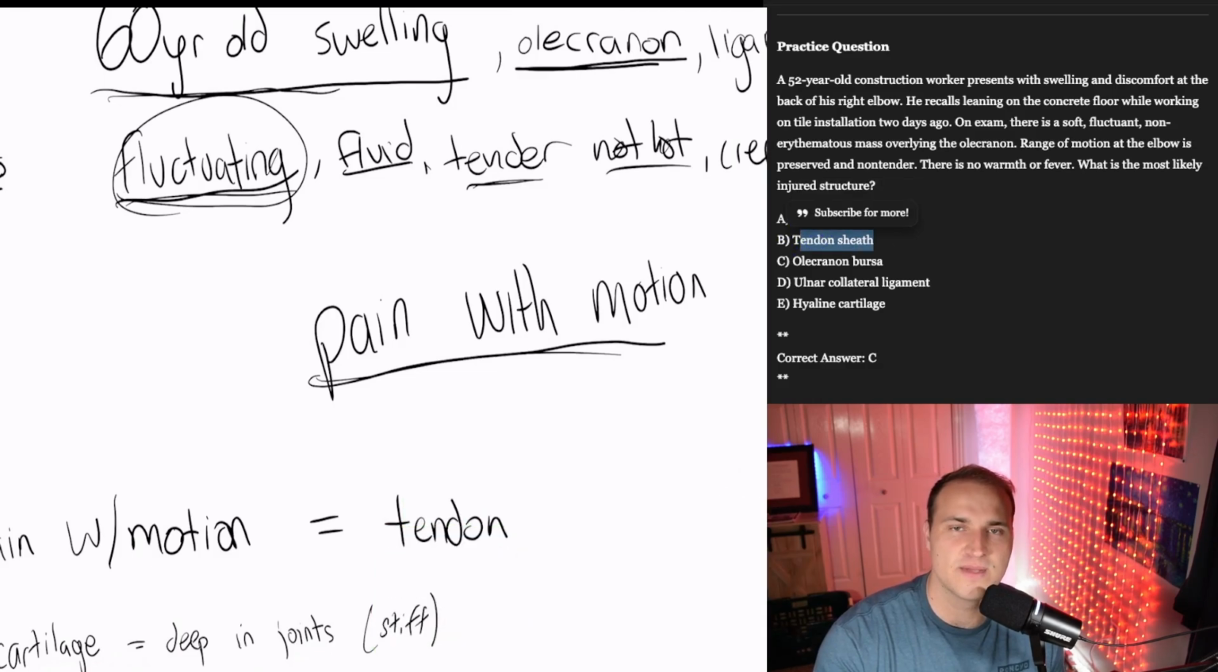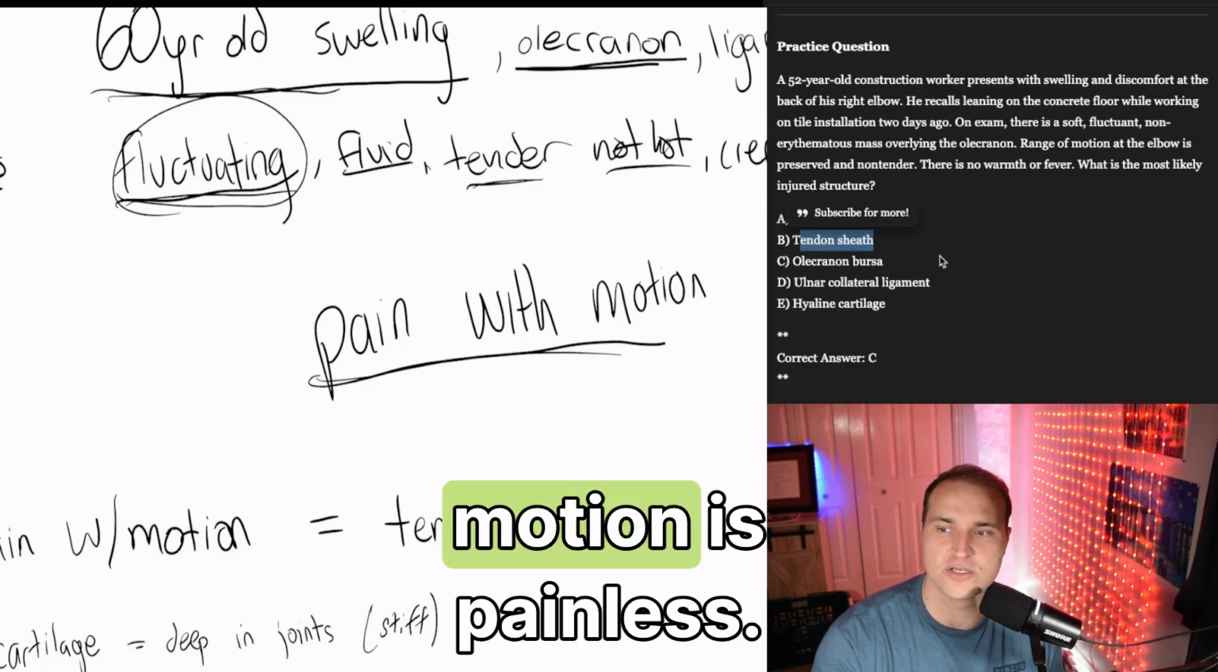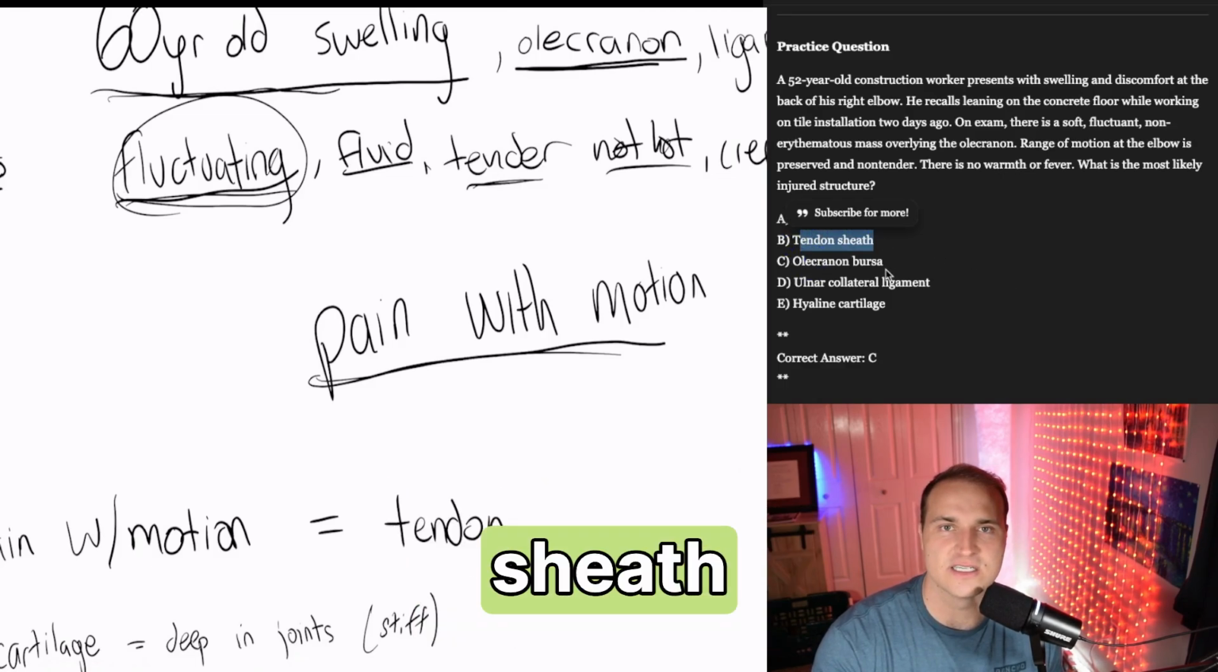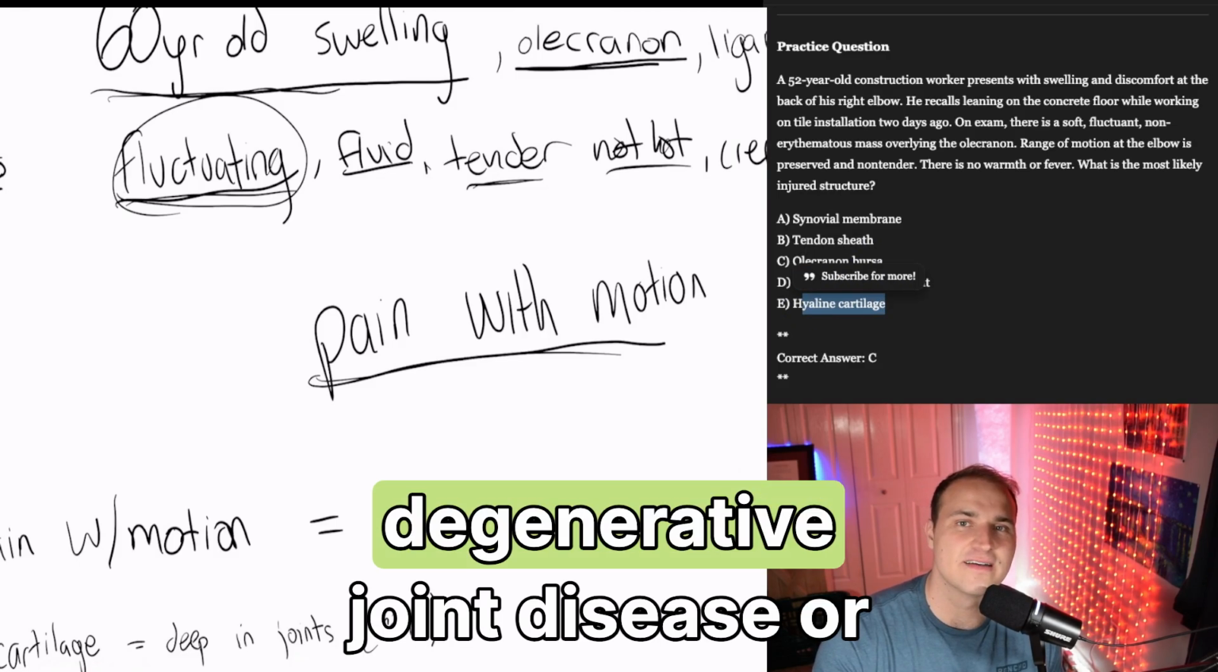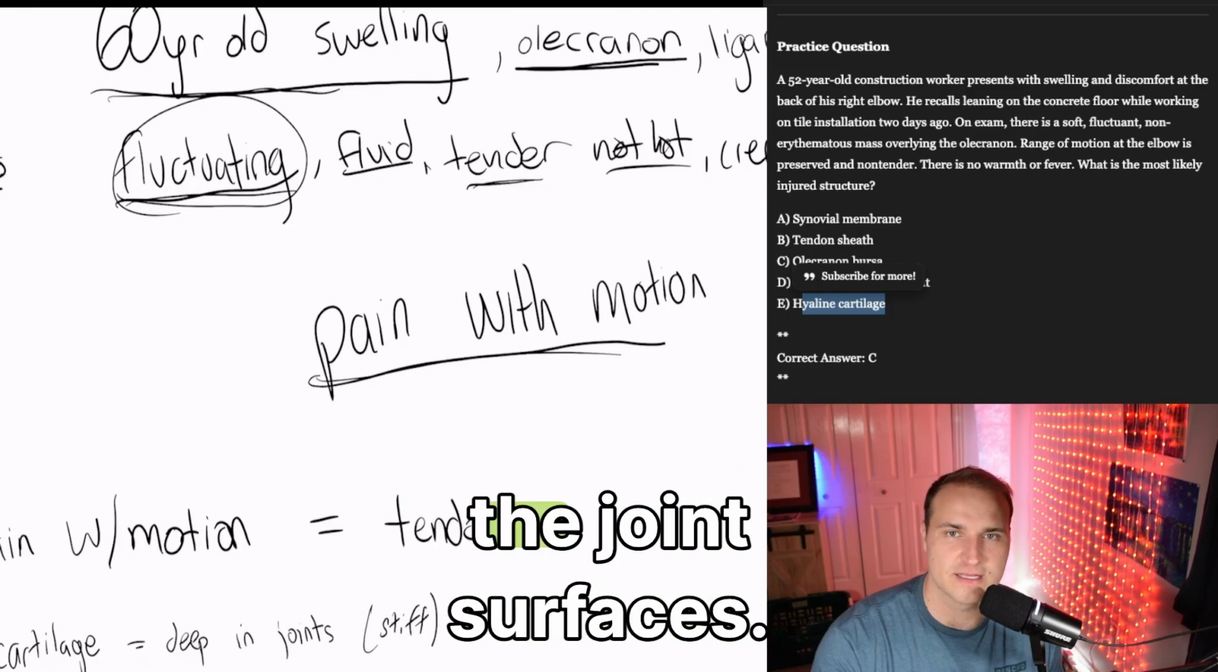Tendon sheath, that would be involved with crepitus or pain involved in the muscle activation. And here, the motion is painless, so it can't be the tendon sheath. Ulnar collateral ligament, that's going to be instability if you have some ligament problems. That's trauma to the medial elbow. No valgus stress mechanism, so that's not the answer. And then hyaline cartilage, that'd be degenerative joint disease or trauma that would affect the joint surfaces.